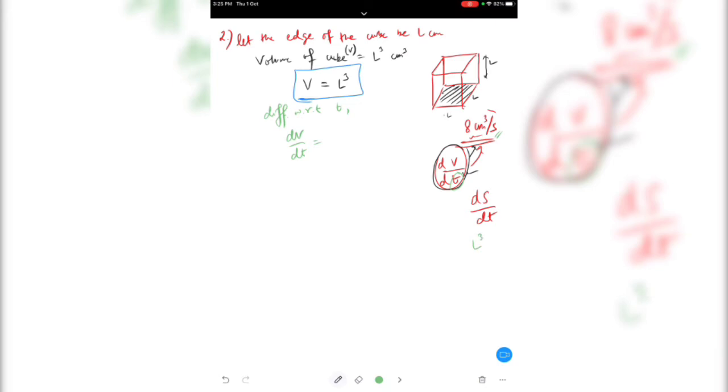Now you see, if the volume of the cube is changing with respect to time, isn't the volume changing because the length of the edge changes? Until the sides increase, how can the volume increase? So obviously the length of the edge also depends on time. So the differentiation of L cube will be 3L square dL/dt. Everyone understood? Have you understood how I got this?